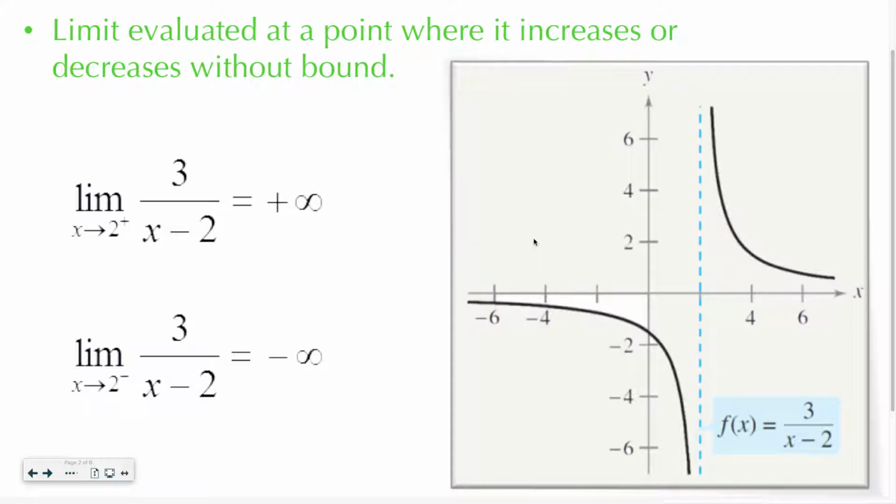If I asked you for the limit as x approaches 2, you would give me the answer of does not exist, because the right and the left side are not matching up. Now, if they were both going the same direction, then we could say the limit as x approaches 2 is infinity because it's approaching infinity on both sides. But in this case, the limit as x approaches 2 doesn't exist.